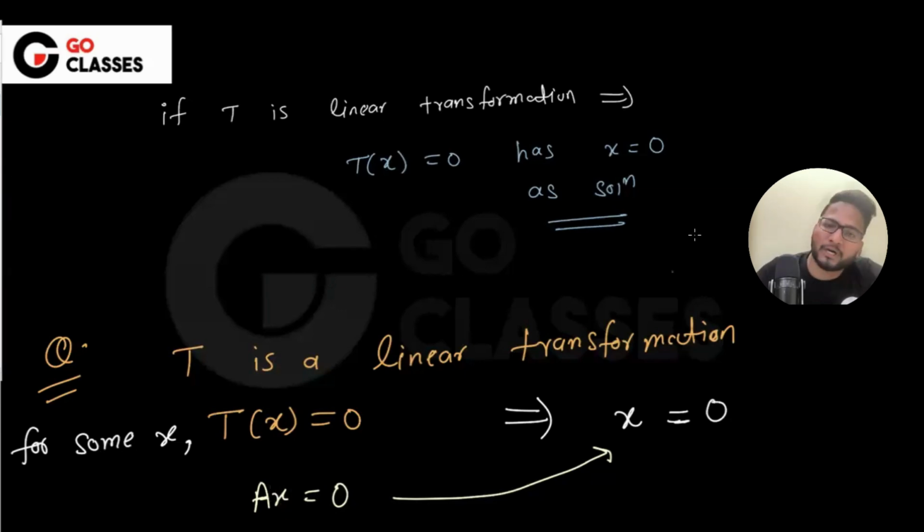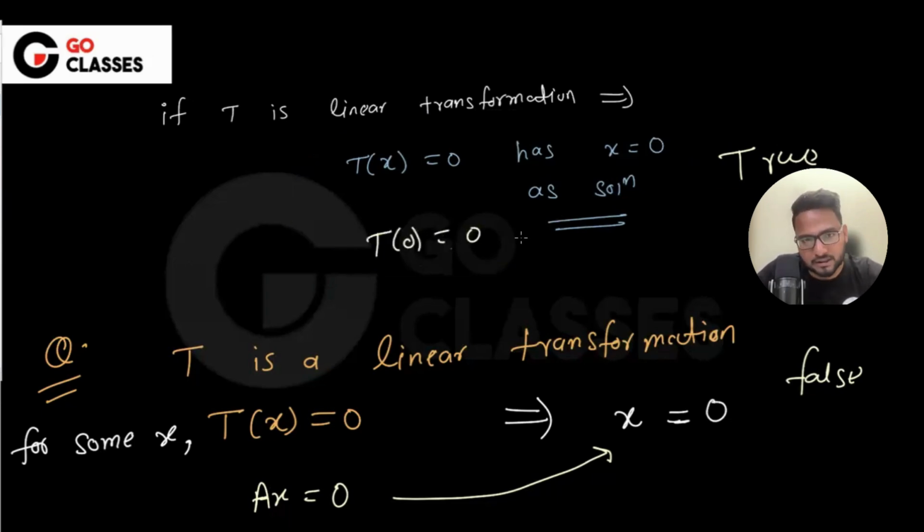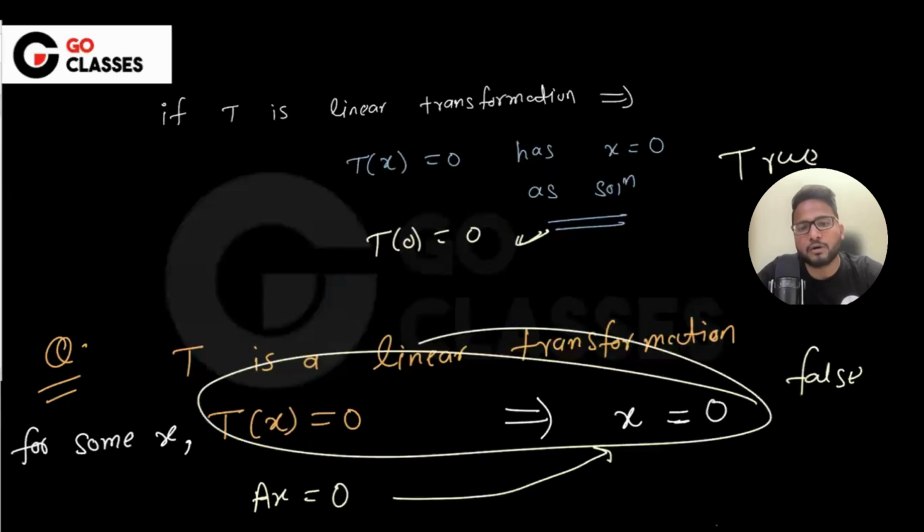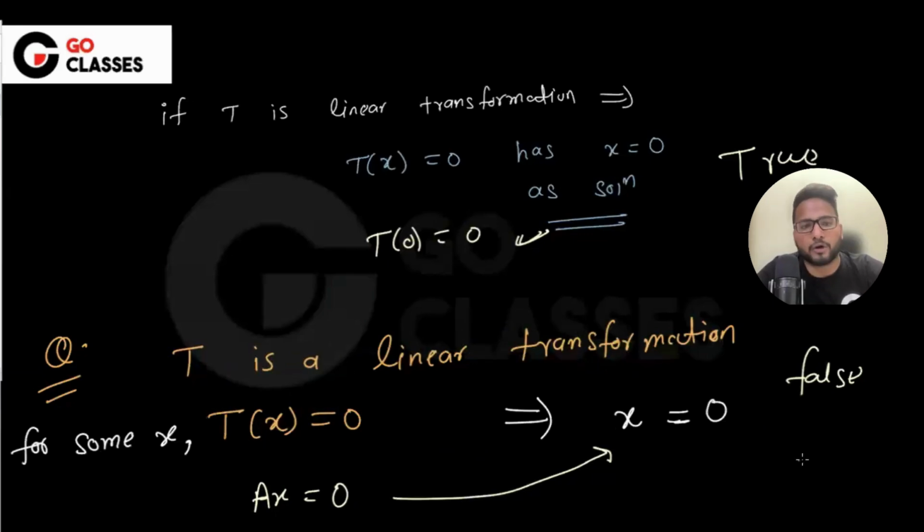See, these both are different examples. This is true, but this is false. Why? Here I'm saying that T(x) equal to 0 has x equal to 0 as a solution. Yes, it has. It will always have that solution, right? I mean, T(0) equal to 0, yes, this is true. But something else can also give 0, right? Which means if they say that T(x) equal to 0, then does this mean x equal to 0? No. Something else can also be 0. Okay, we will see this.